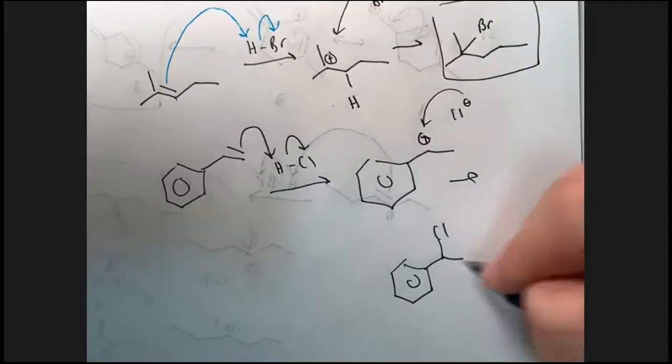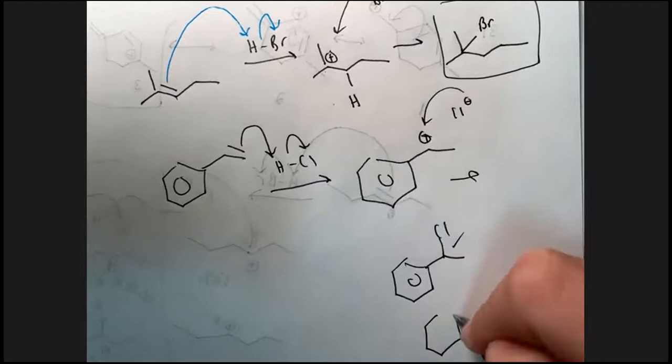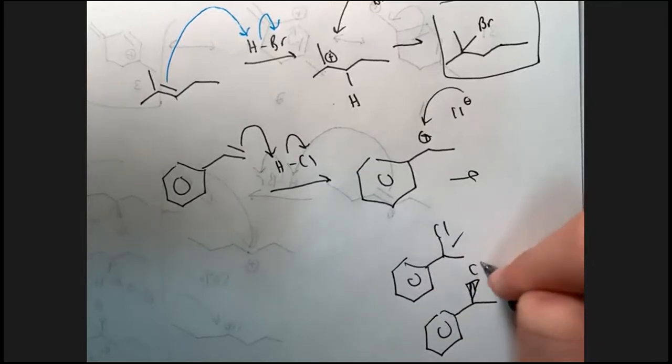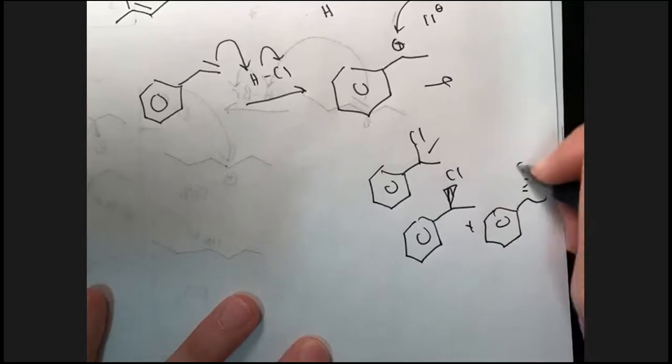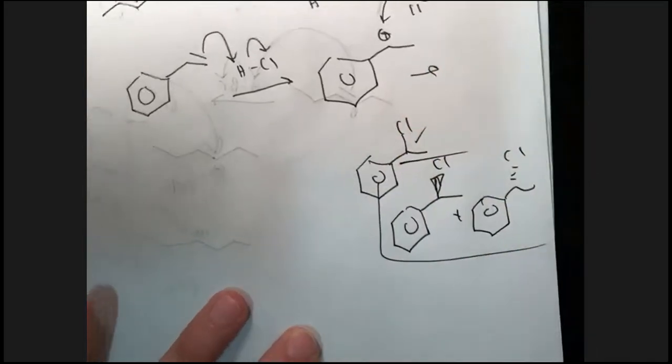chlorine. Did I generate a chiral center? Yes, I did. So I need to account for, and I'm drawing this really fast, both of those. So you need to draw both of those. And you need to know that that's enantiomers.